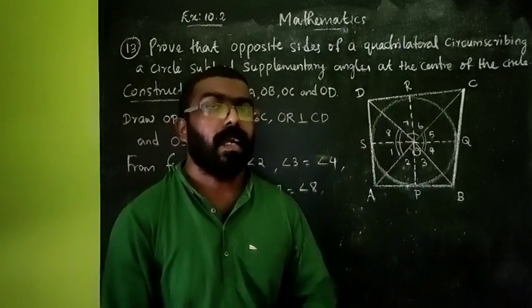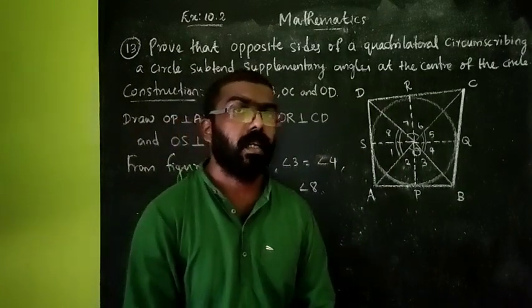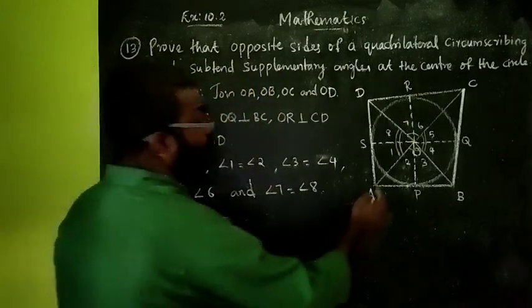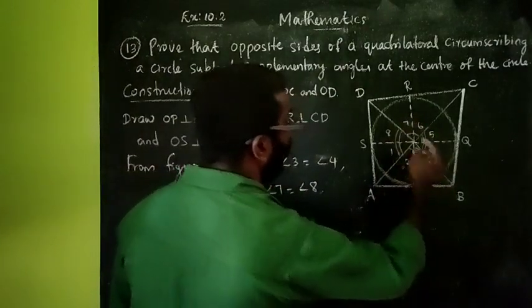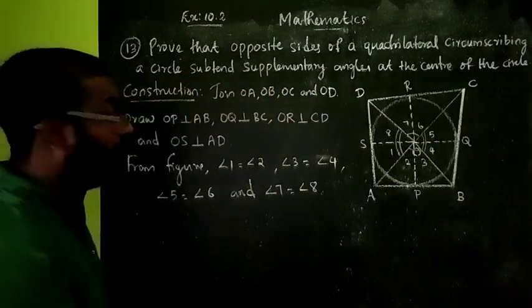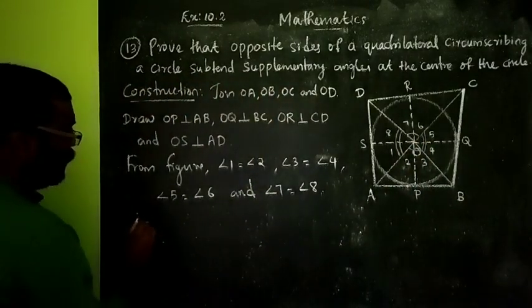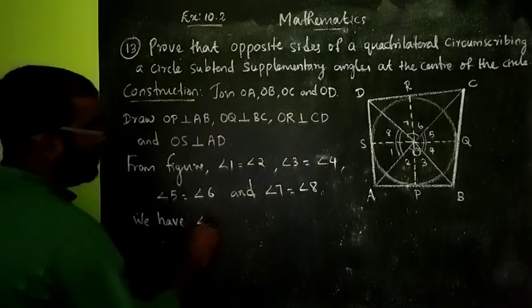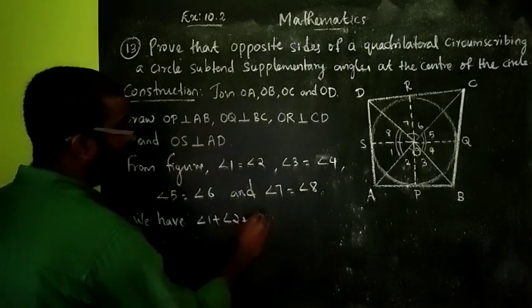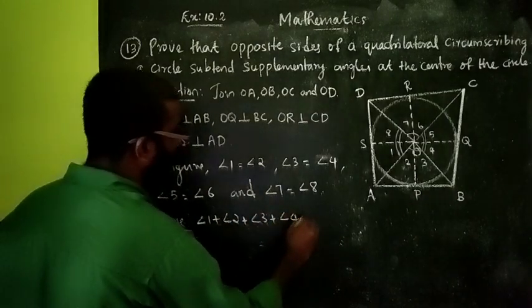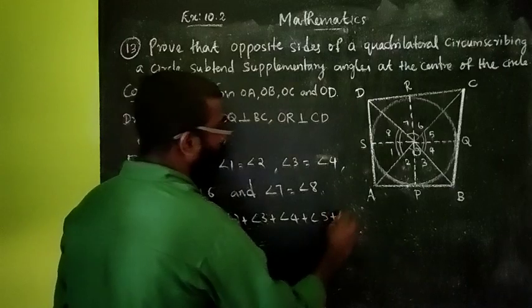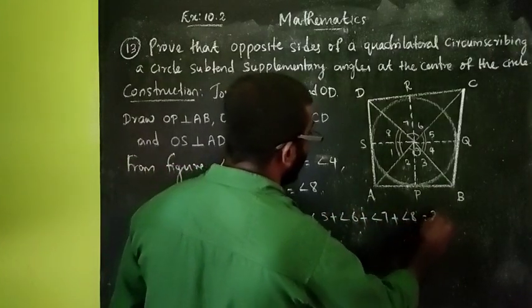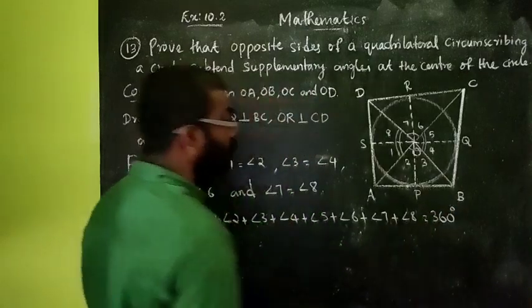Okay. We know the angle around a point is 360 degrees. One complete revolution will be equal to 360 degrees. So if we add all the 8 angles, we get 360 degrees. Okay. So here we can write, we have angle 1 plus angle 2 plus angle 3, angle 4, angle 5, angle 6, angle 7, then plus angle 8, which is equal to 360 degrees.